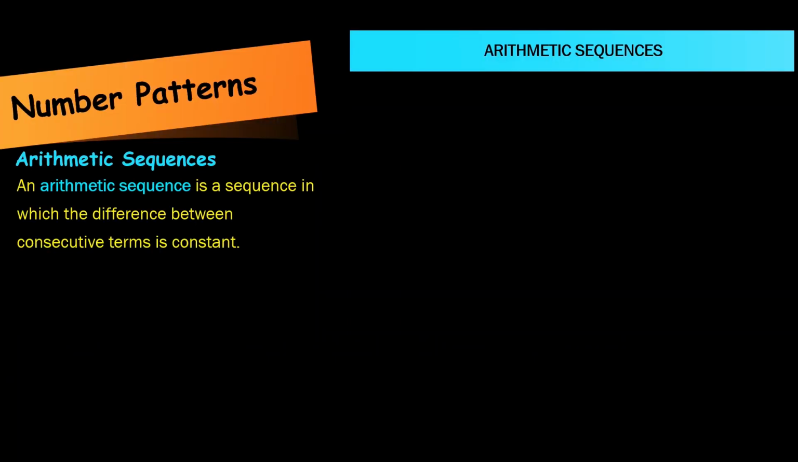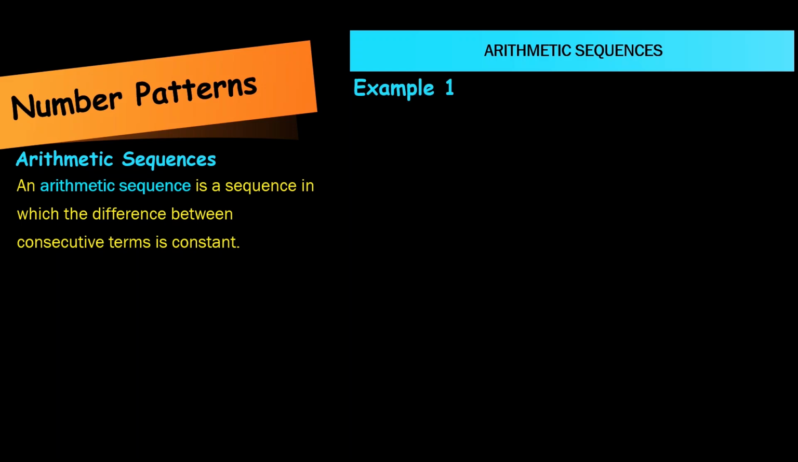An arithmetic sequence is a sequence in which the difference between consecutive terms is constant. We're now going to take a look at some examples. One example will be of an increasing arithmetic sequence, another will be of a decreasing arithmetic sequence, and another will be of a sequence which is not an arithmetic sequence.